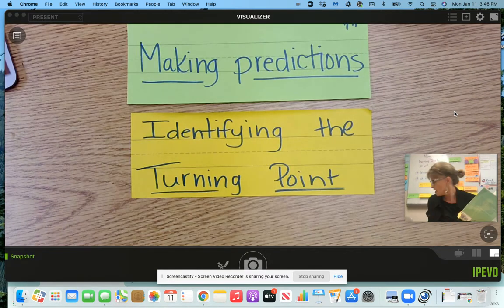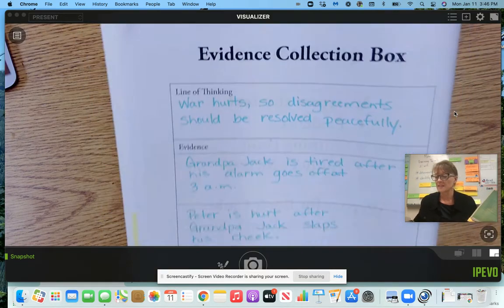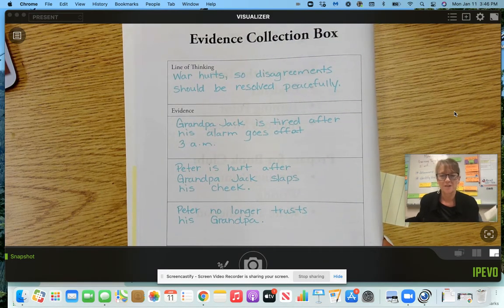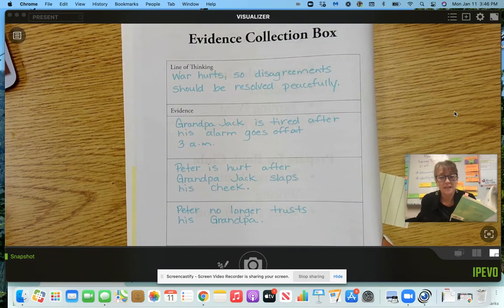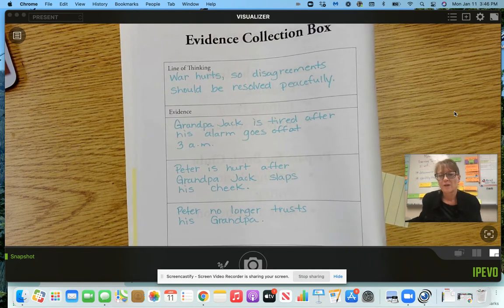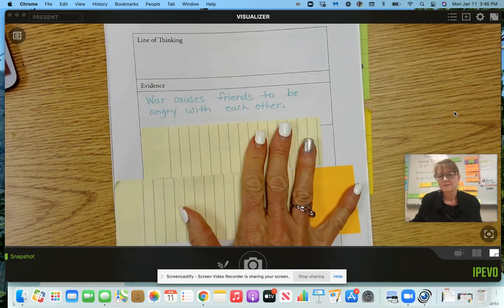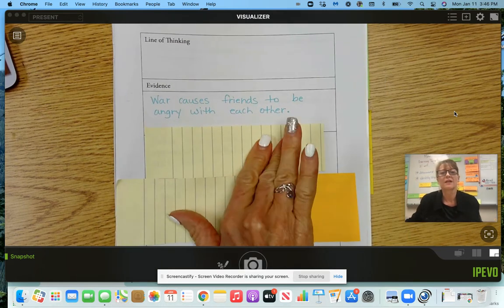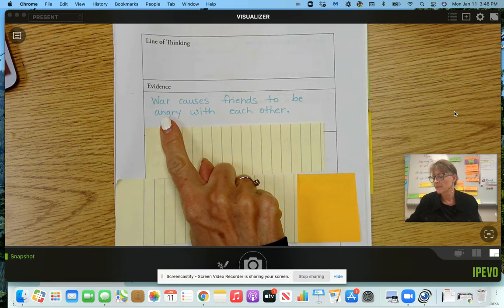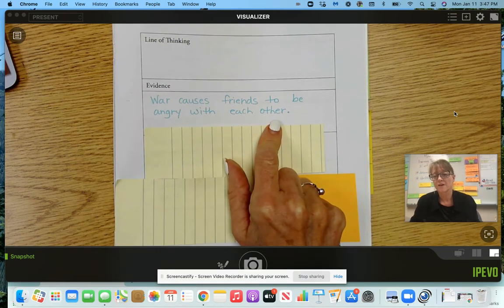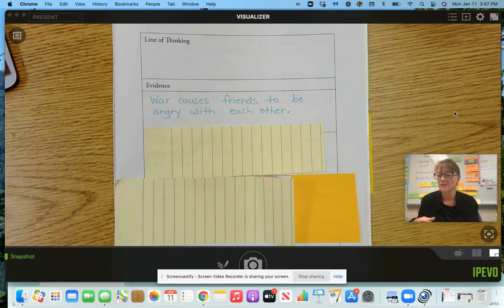Okay, so just a little review. We've been doing this by creating an evidence collection box. You each should have your own. It may not look just like this, but maybe it's a notebook page. Then we know that we had created this last comment together about war causes friends to be angry with each other. And that was where we left off in the last video we watched.